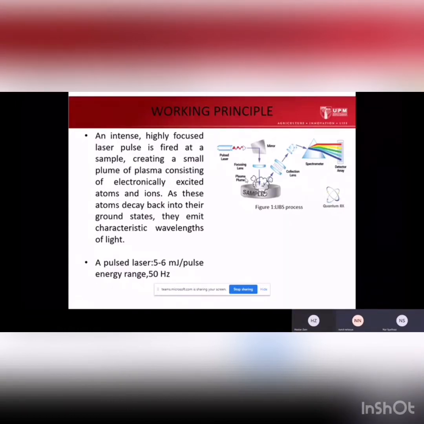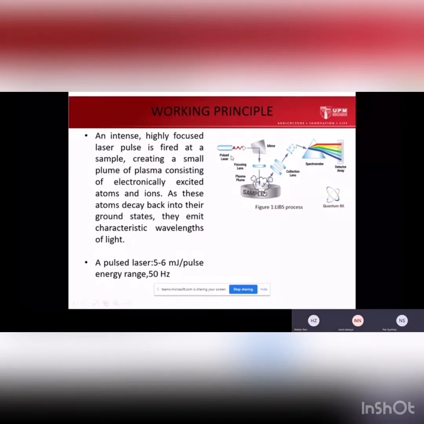So this plume of plasma consists of electronically excited atoms and ions. As we all know, when atoms or ions are pumped into an excited state, they will fall back to the ground state, right? So as these atoms decay back into their ground state, they will emit characteristic wavelengths. So generally, that is how LIBS works. Okay, let's go deeper.